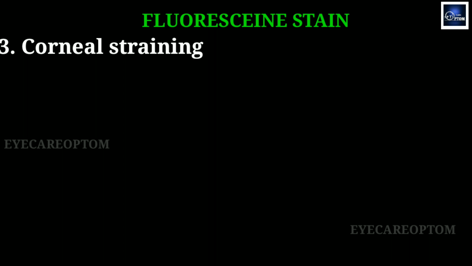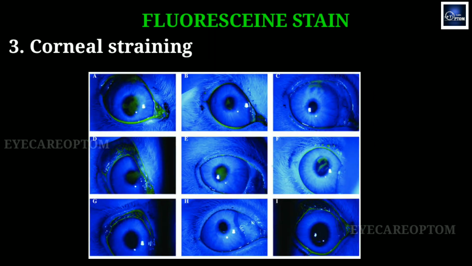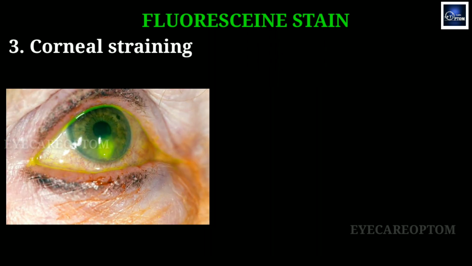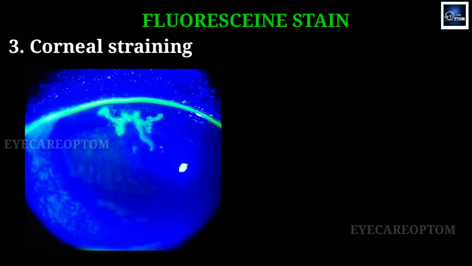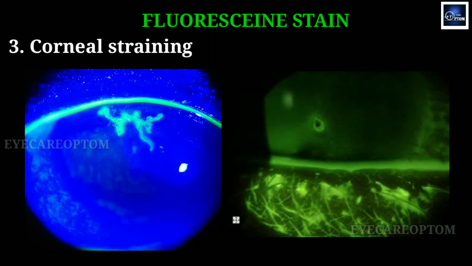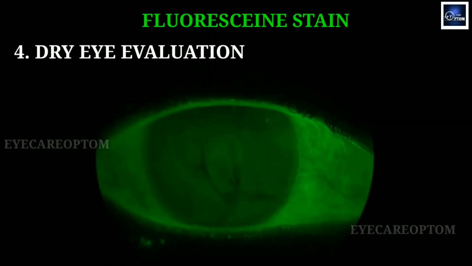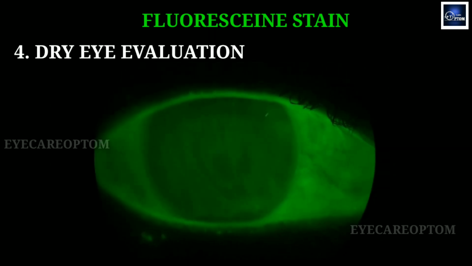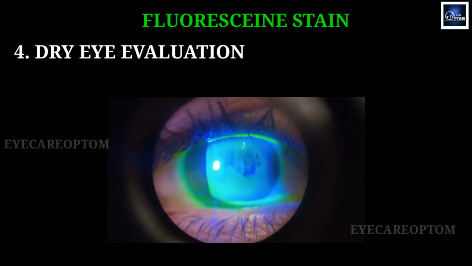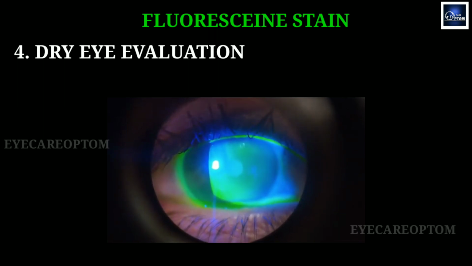And also it is used in corneal staining. This fluorescein produces remarkable contrast to determine any corneal abrasion, epithelial keratitis, herpes simplex keratitis, and in cases of corneal foreign body identification. And also it is used in dry eye evaluation. Fluorescein is useful in measuring the stability of the tear film. Specifically, while measuring tear breakup time in dry eye, fluorescein will give us a more accurate identification of breaks.